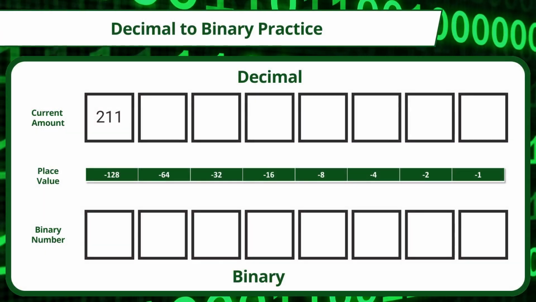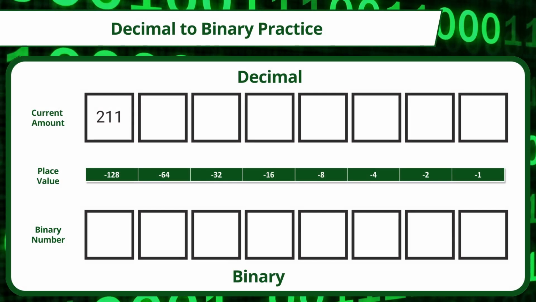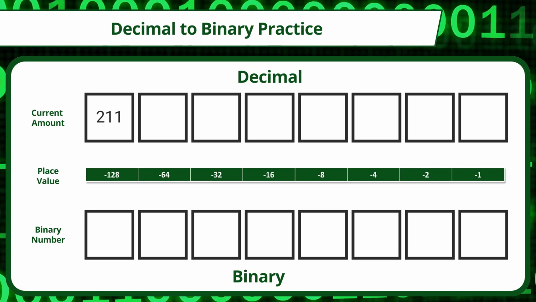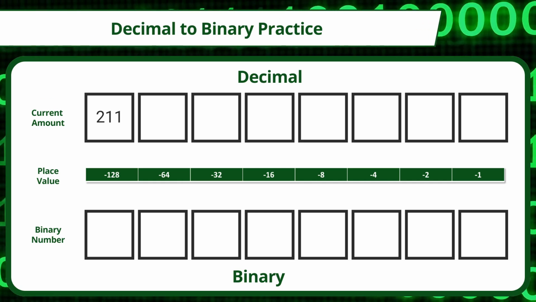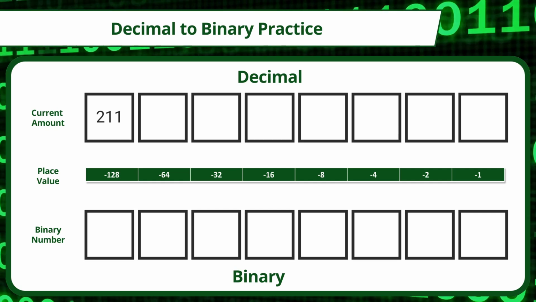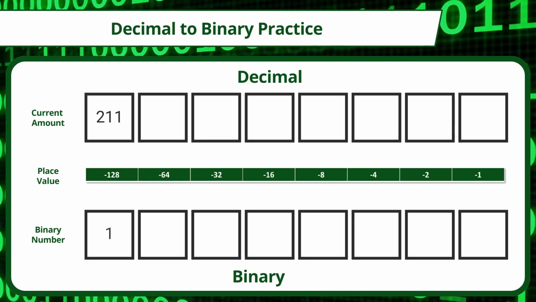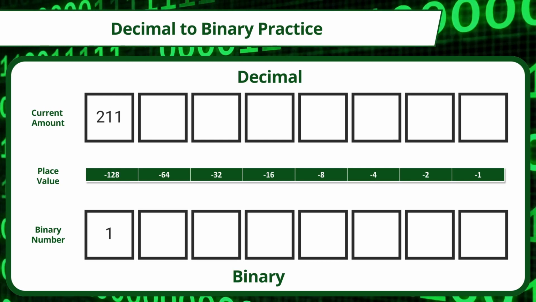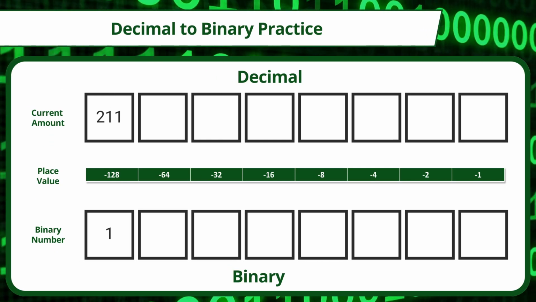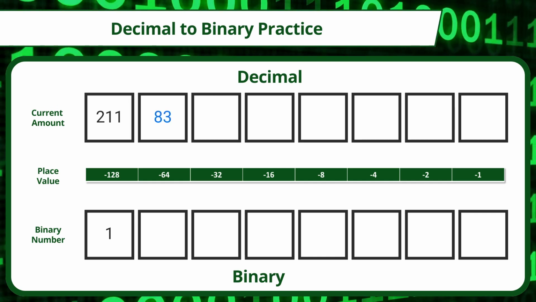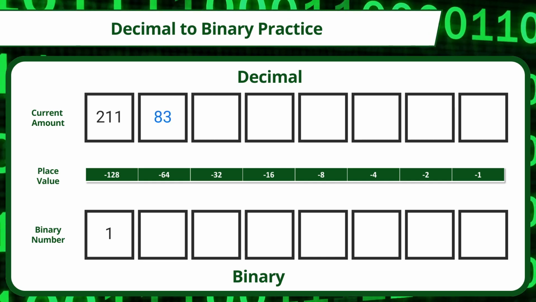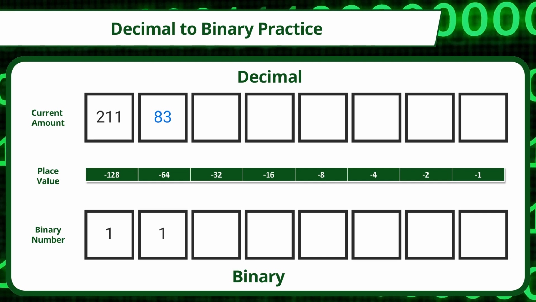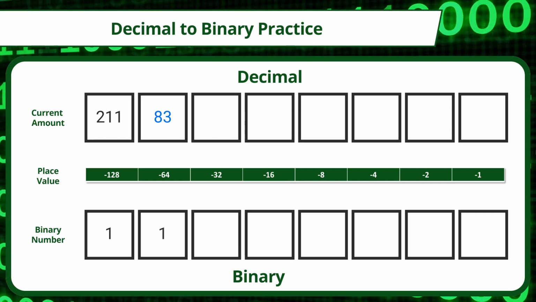Now the explanation to question 2. We begin with a decimal value of 211, and our first place value is 128. Can 128 fit into 211? Yes, it can. So we place a 1 in the 128 column of our binary number and subtract 128 from 211. That leaves us with 83. Next up is 64. Can 64 fit into 83? Yes, it can. So we add a 1, subtract 64, and now we are down to 19.